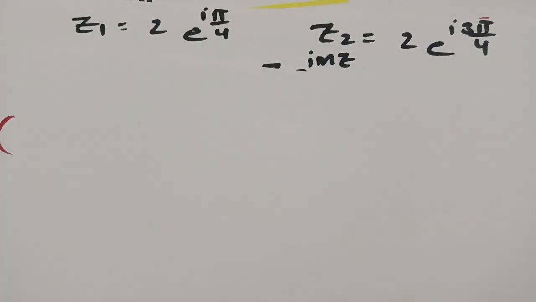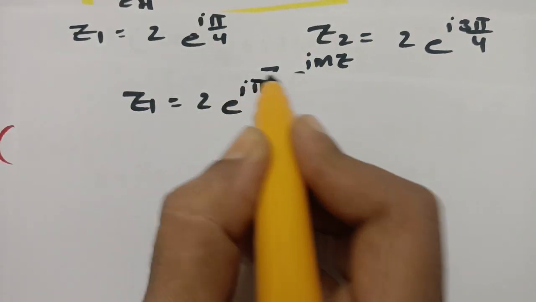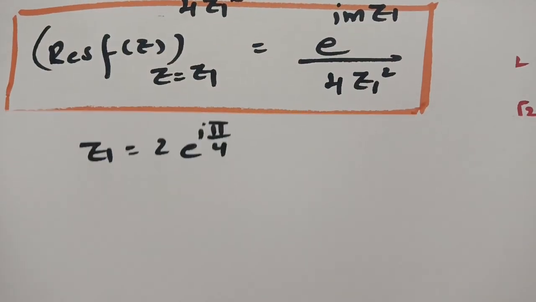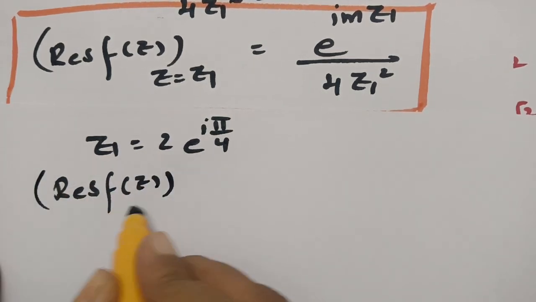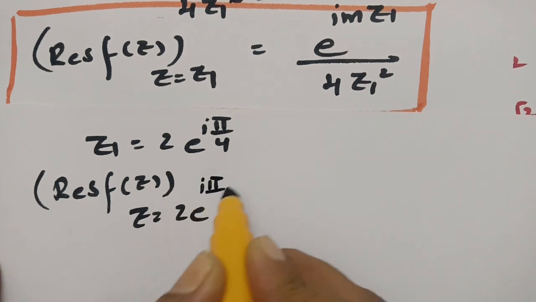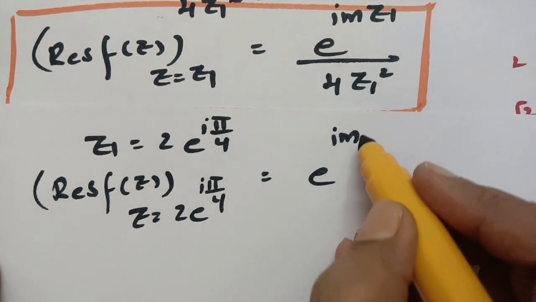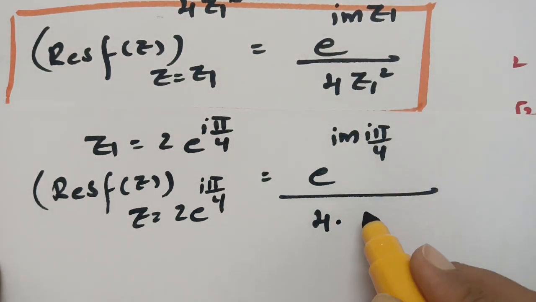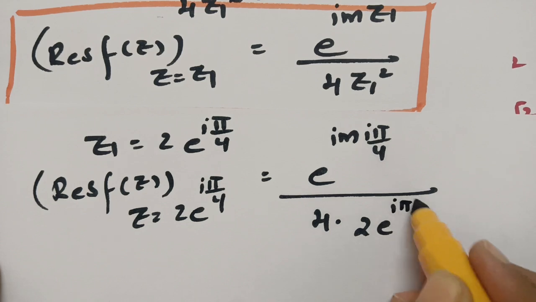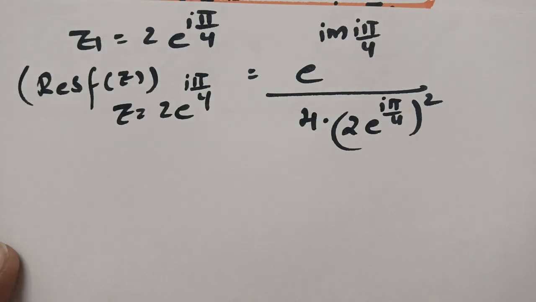So z1 is nothing but 2 times e^(i pi by 4). Clear? And next, if I keep z1 here, the residue value I am getting is the residue of f(z) at the point z equal to 2 times e^(i pi by 4), very clear, as e^(im z1) is nothing but i pi by 4 by 4 times, what is z1 here? This is 2 times e^(i pi by 4), and this value is whole square. Clear?